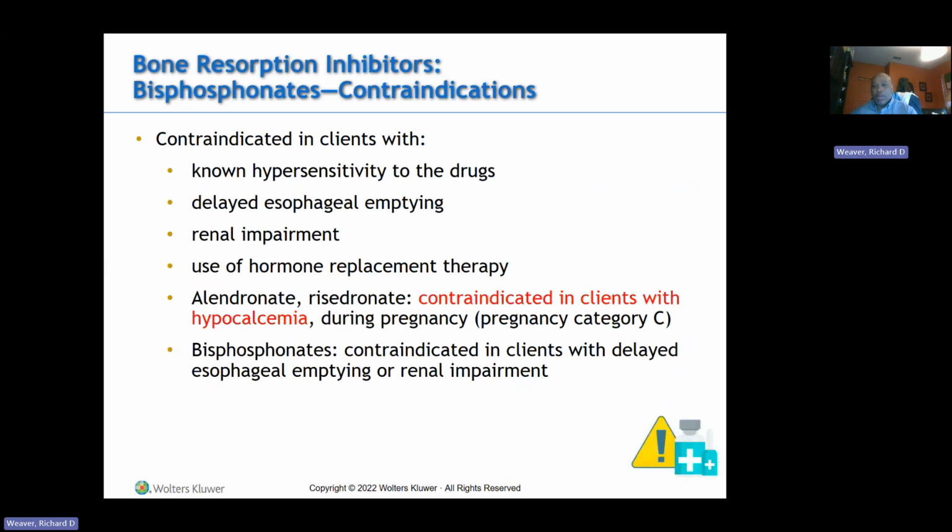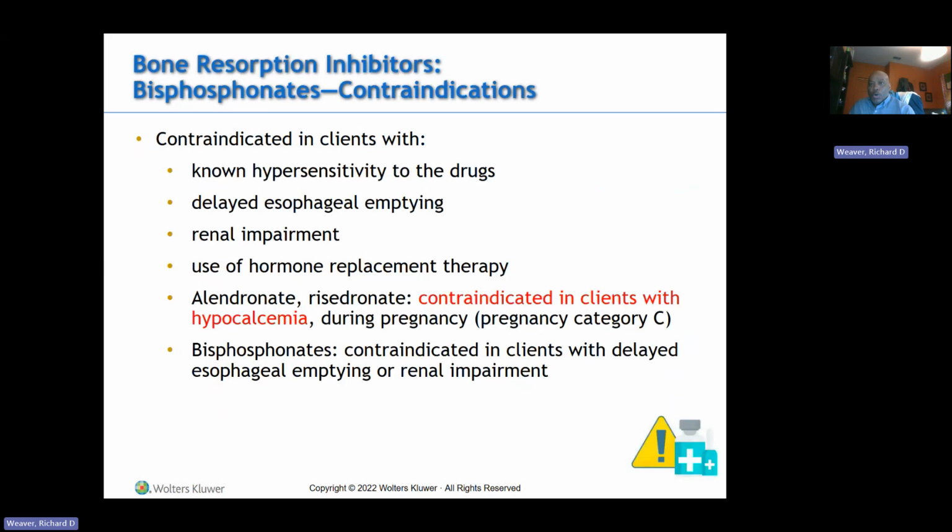Fosamax is a pregnancy category C drug, and it is contraindicated. That's pretty high on that level. These drugs are also contraindicated in patients who have delayed esophageal emptying. In other words, when you eat and food is coming down the esophagus, it is delayed before it actually gets pushed into the stomach. So when they have those kinds of conditions, this medication would be contraindicated, or if they have renal impairment. All right.